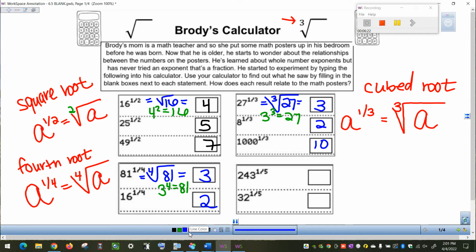All right, and then finally the last two. These are being raised up to the 1/5. So that means that these are 5th roots. And so when we look here at our posters, I didn't make this list very long, but we have a couple of 5ths on here.